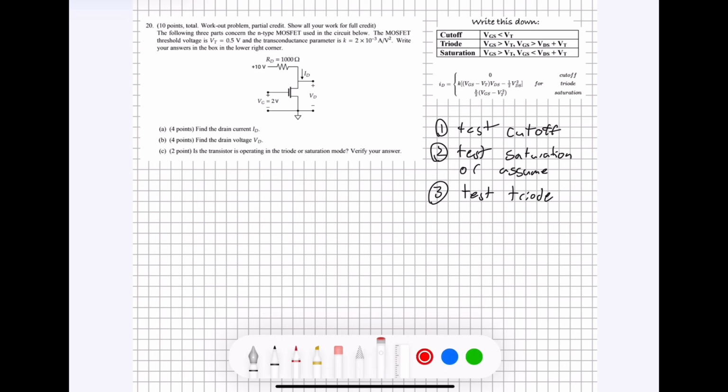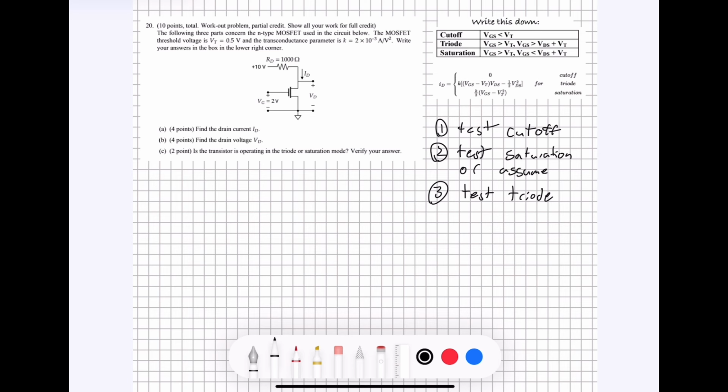This is because these are basically ordered in order of the easiest to solve for to the hardest to solve for. It's very, very easy to determine if a MOSFET is in cutoff mode. It's slightly harder, but still kind of easy to determine if it's in saturation mode. And then it's hardest to determine if it is in triode mode. So we want to start with the easiest possibility, and then go down till we get to the hardest one. I'm going to show you how to test for the cutoff mode, even though it tells us in the problem that it's not in the cutoff mode, just because I want you guys to know how to do it.